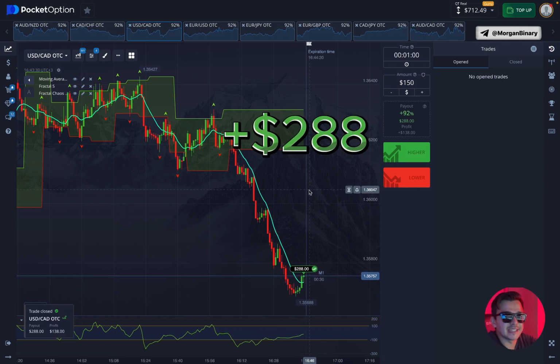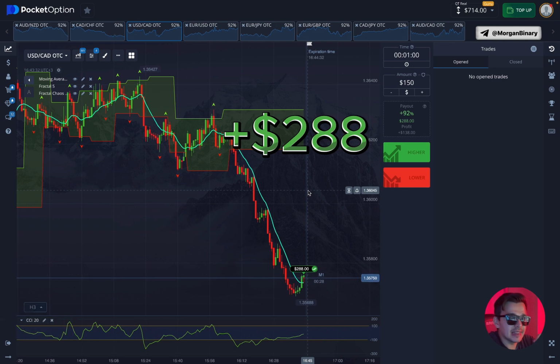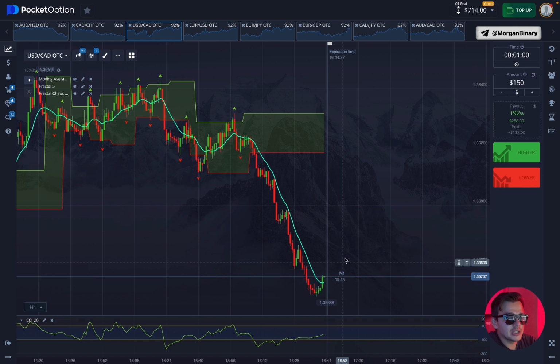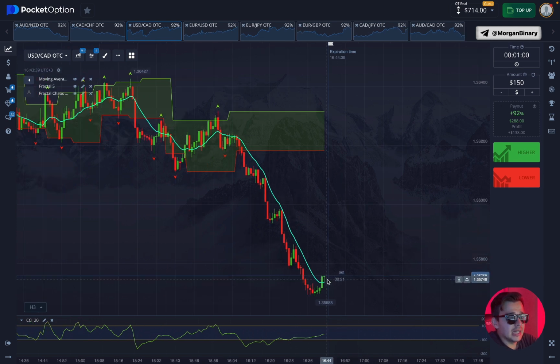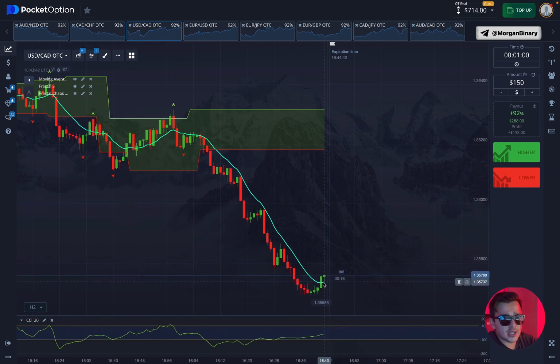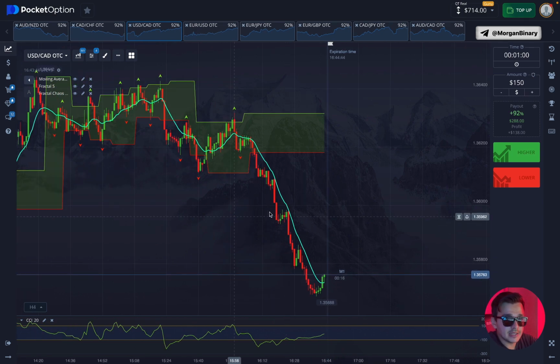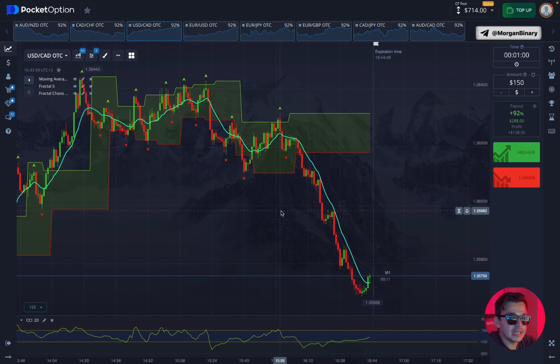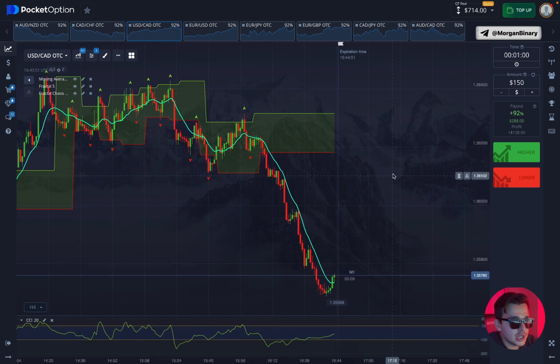Another profitable trade! The pullback in the trend lasted a bit longer, and I got a good entry level here. I usually avoid these kinds of trades, but this time I decided to give it a try, and it worked out well. Let's move on and look for the next trade.